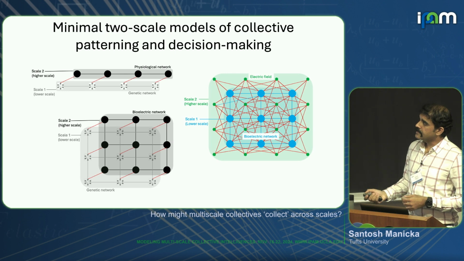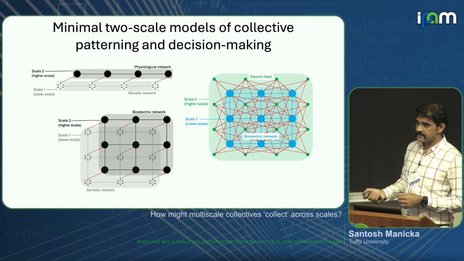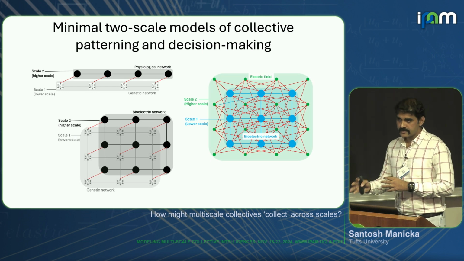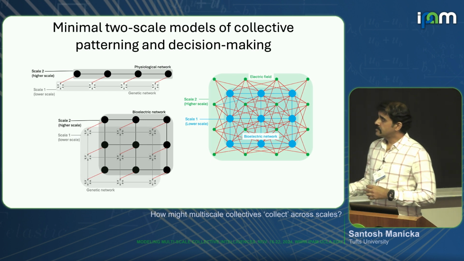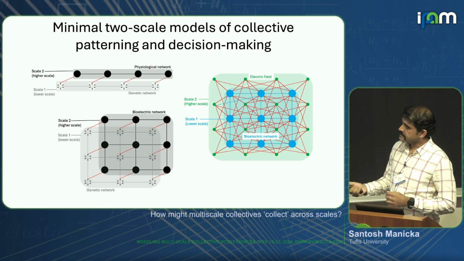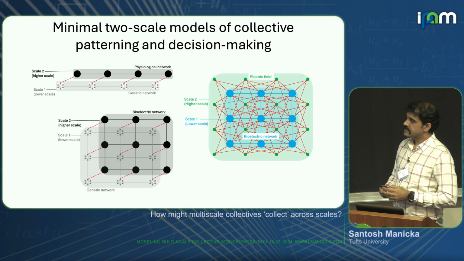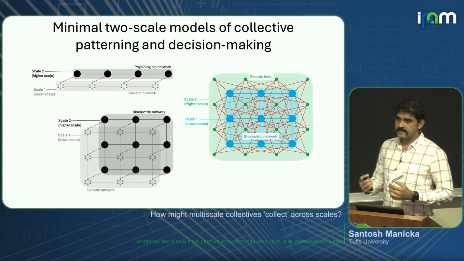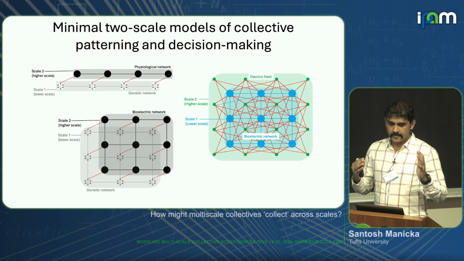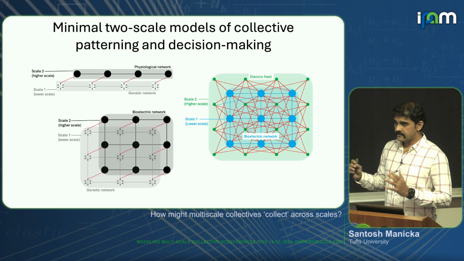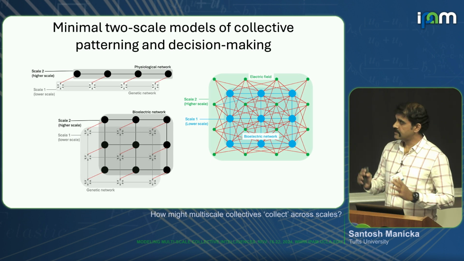I'll be walking you through 3 different examples of this approach. They are all minimal 2-scale models of collective patterning and decision making. In the first example, we have a simple one-dimensional model of axial pattern formation, which has a physiological scale and also a genetic scale. In the second example, we have a 2-dimensional model that tries to solve bioelectric control of morphogenesis in a certain model system that we'll talk about.